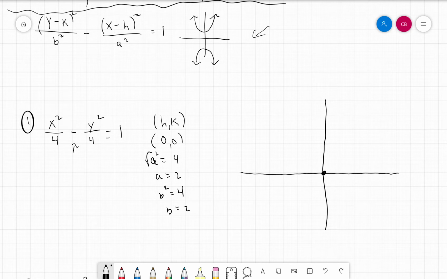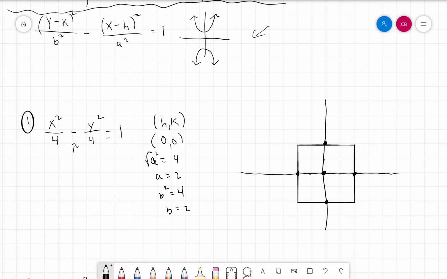And then what we're going to do is a is 2, so we're going to count in the x direction, 2. 1, 2, put a point. 1, 2, put a point. b is 2, so we're also going to count up 2. 1, 2, because b is 2. 1, 2. And then we're going to make a square out of this. This square is going to help us draw it.